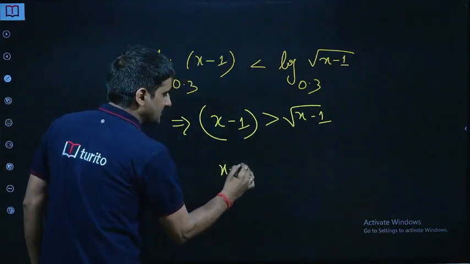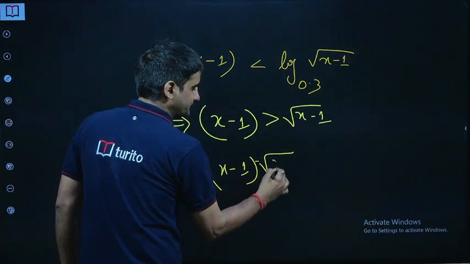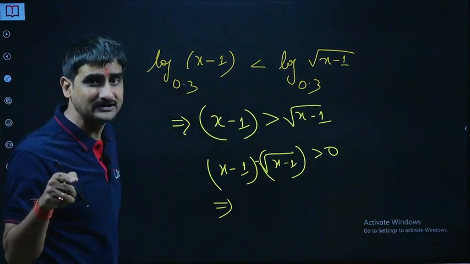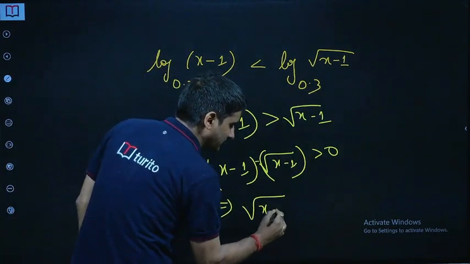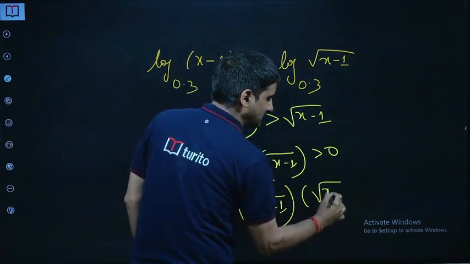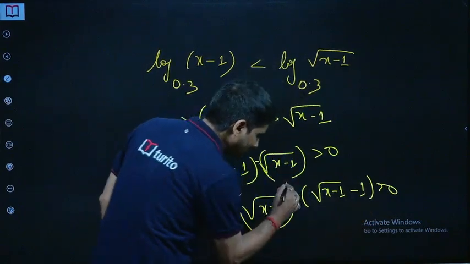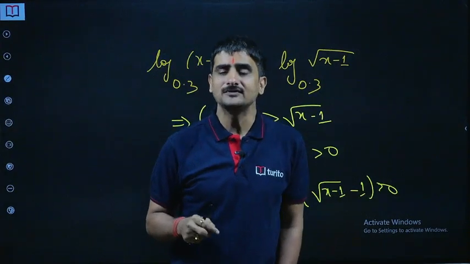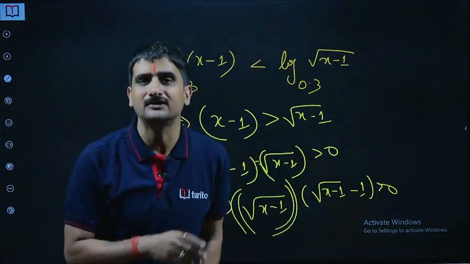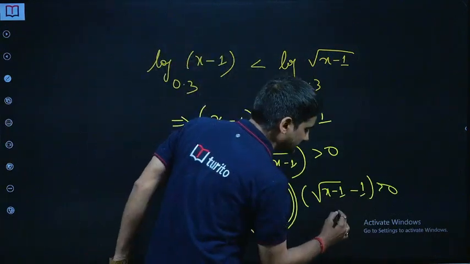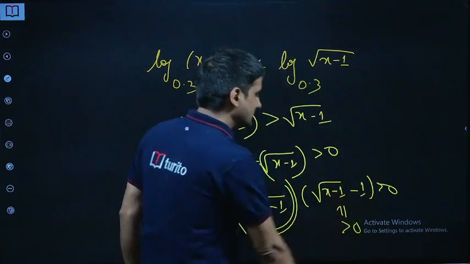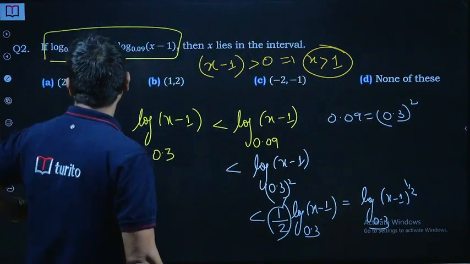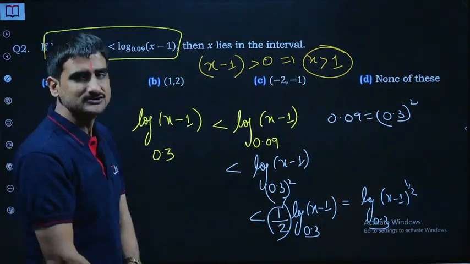So bring it to this side. We never cancel a common factor that involves a variable while solving an inequality. So take root of x minus 1 common, and root of x minus 1 is greater than 0. The input of a square root has to be non-negative and the output is also non-negative, so this is always positive, which means the other factor has to be greater than 0. So under root of x minus 1 is greater than 1, hence x is greater than 2 here. So the answer is 2 to infinity. That should be the answer here.